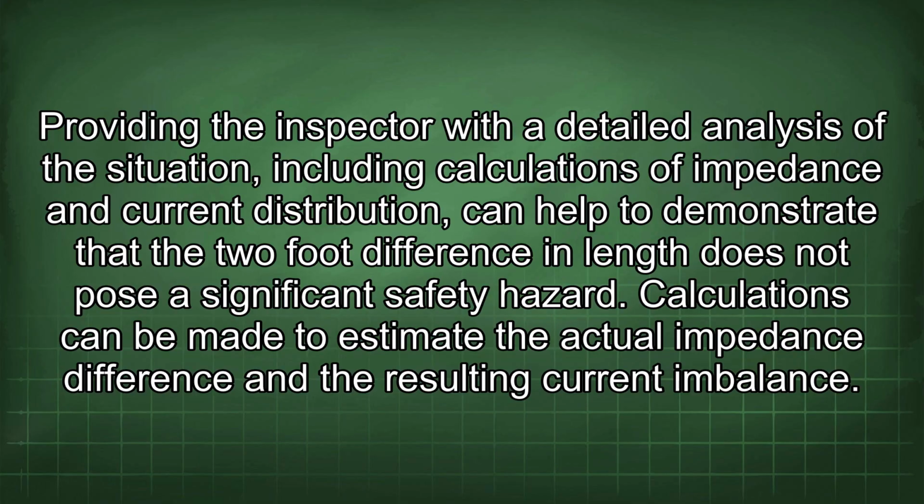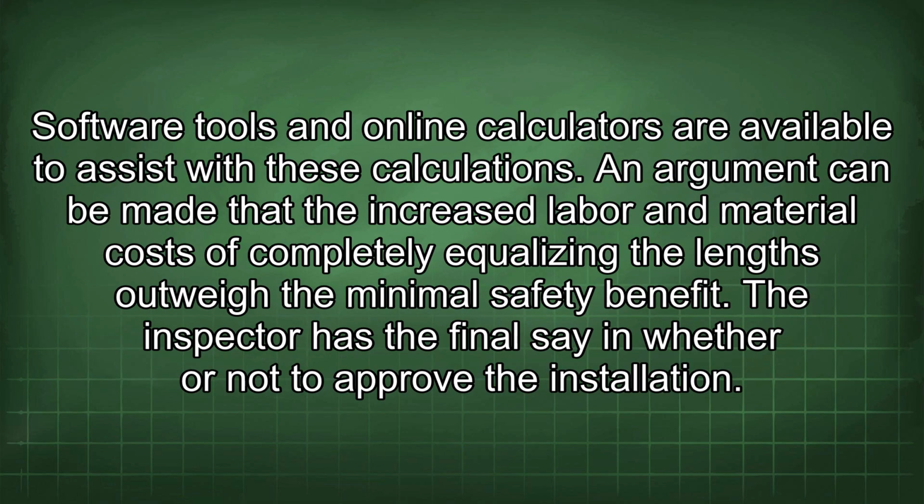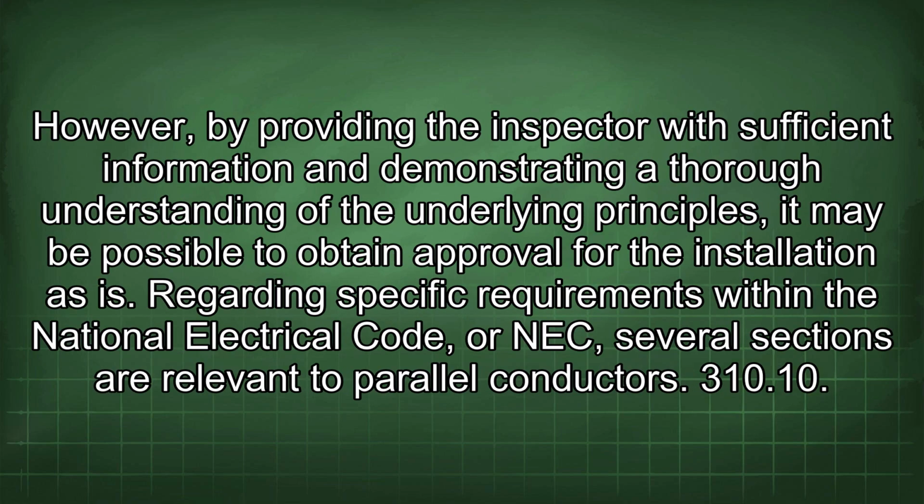Calculations can be made to estimate the actual impedance difference and the resulting current imbalance. Software tools and online calculators are available to assist with these calculations. An argument can be made that the increased labor and material costs of completely equalizing the lengths outweigh the minimal safety benefit. The inspector has the final say in whether or not to approve the installation. However, by providing the inspector with sufficient information and demonstrating a thorough understanding of the underlying principles, it may be possible to obtain approval for the installation as is.